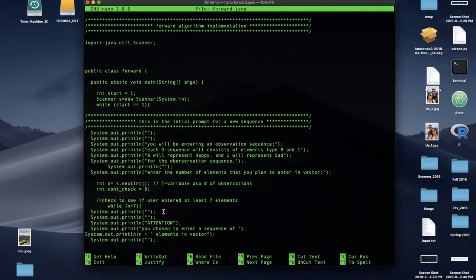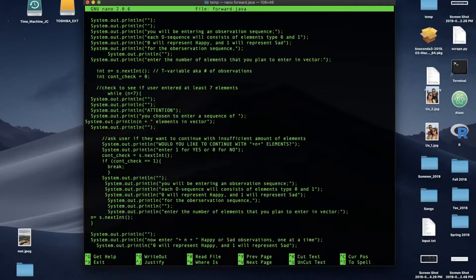Now, this is not required for the evaluation part of the hidden Markov model, but I added it just to keep it a little user friendly so they could see all these cool multiplications and different values being computed.